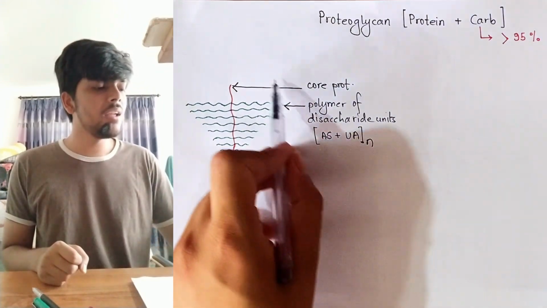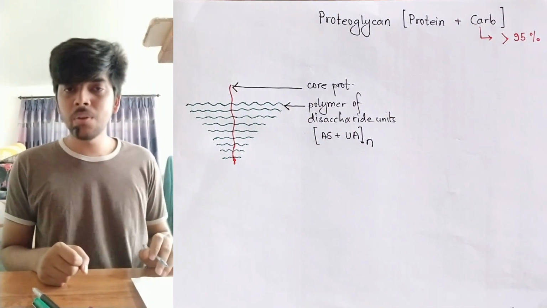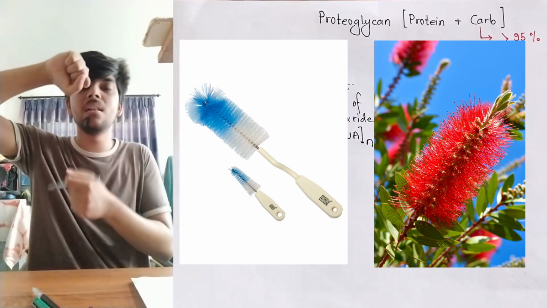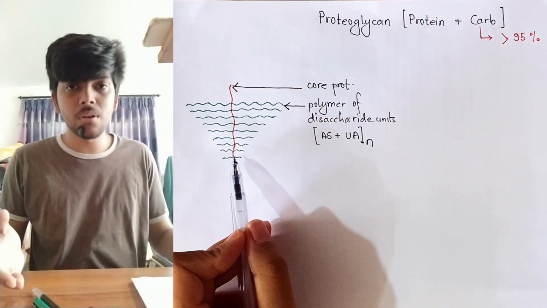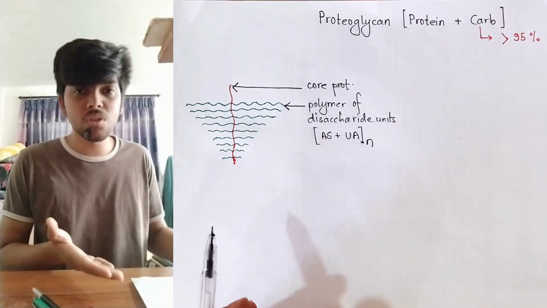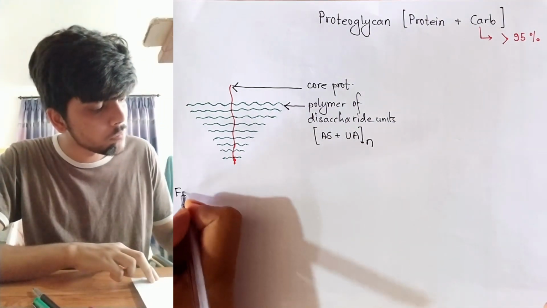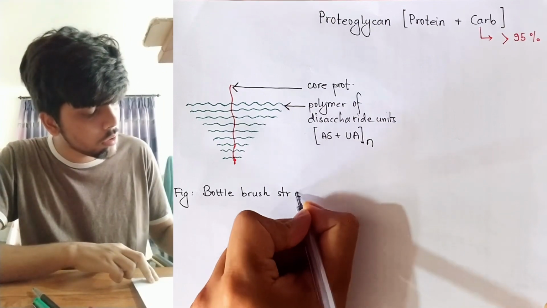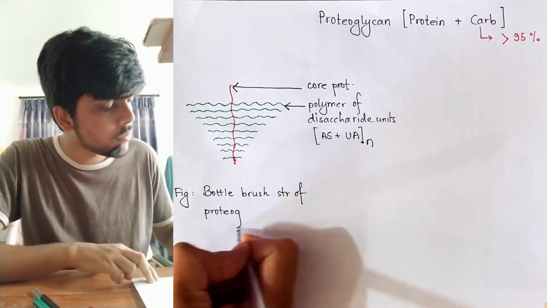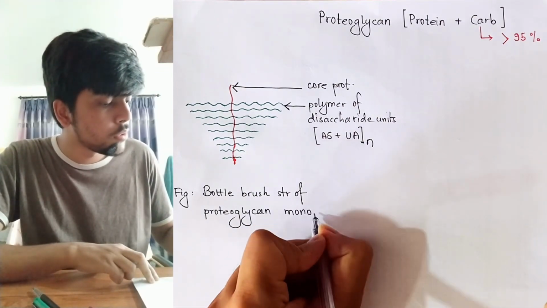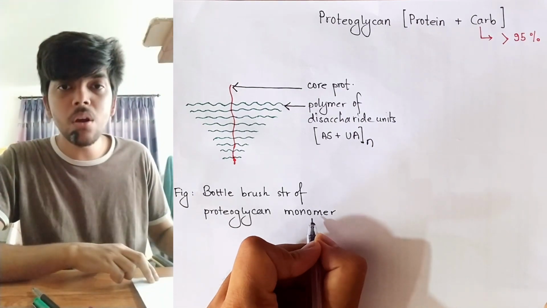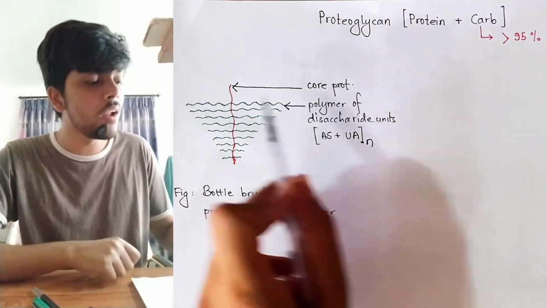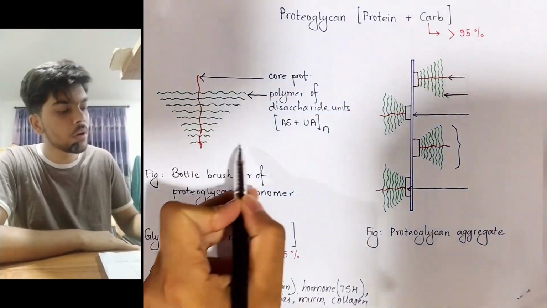And if you look at the structure, it kind of looks like a bottle brush. Do you know what a bottle brush is? In a bottle brush, you can find a handle, and surrounding the middle portion, the middle metal rod of the handle, are the feathers. Since it looks kind of like a bottle brush, we name the structure a bottle brush structure. So what you see here in the figure is the bottle brush structure of a proteoglycan monomer. One proteoglycan monomer is actually composed of many polymers of disaccharide units, which are associated covalently to a core protein. So what you see right here is a monomer of proteoglycan.